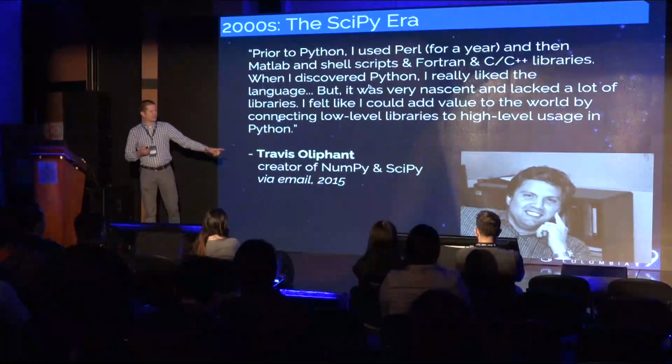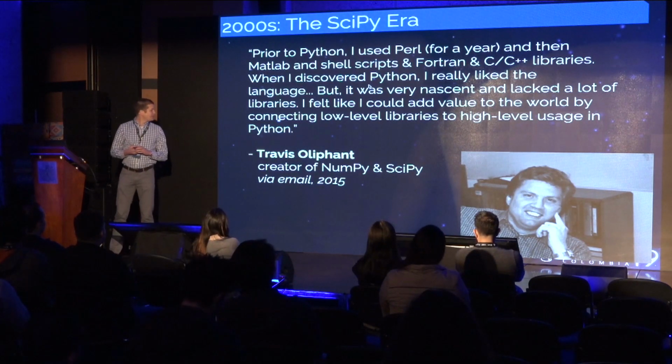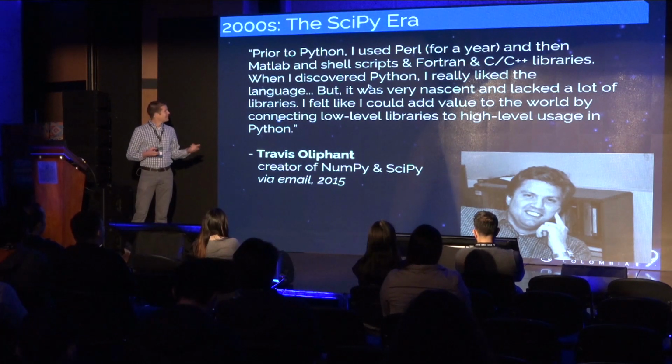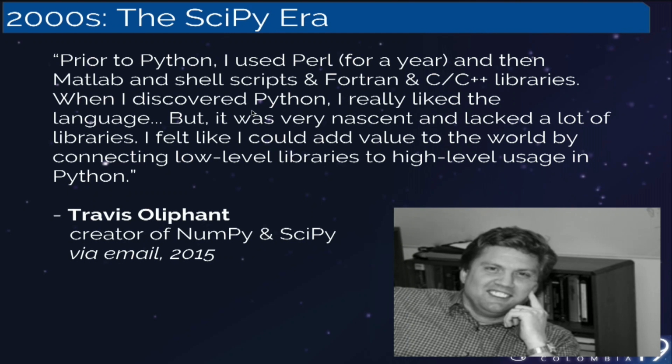Another person who was really influential in this time period, and still now, is Travis Oliphant, the creator of NumPy and SciPy. He said, prior to Python, I was using Perl, and then MATLAB, and then shell scripts, and Fortran, and C++ libraries. When I discovered Python, I really liked the language, but it was very nascent and lacked a lot of libraries. I felt like I could add value to the world by connecting low-level libraries to high-level usage in Python. Same kind of story, a smattering of scientific tools, and he saw Python as a sort of unifying force.